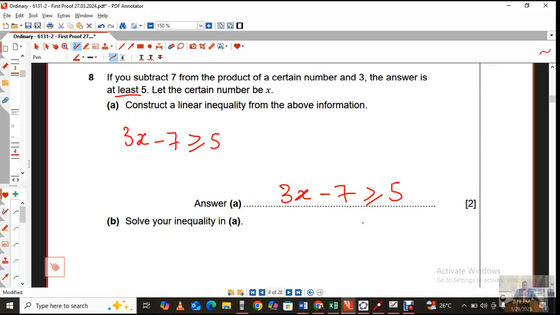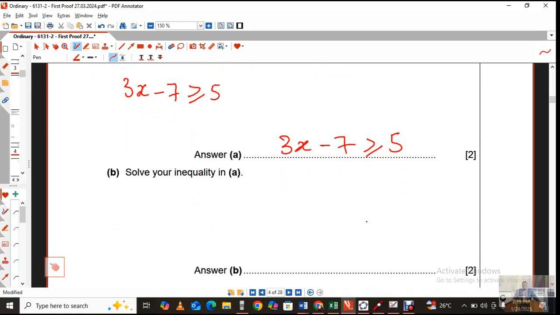Now you solve the inequality in part B. Very straightforward. You solve it similar to how you would solve equations, but you just need to remember there are a few steps, and since the coefficient of x is positive, no need to worry about swapping that inequality. Since the 7 is subtracted here, when you take it over the inequality, you'll be adding. So you have got 3x is greater than or equal to 12.